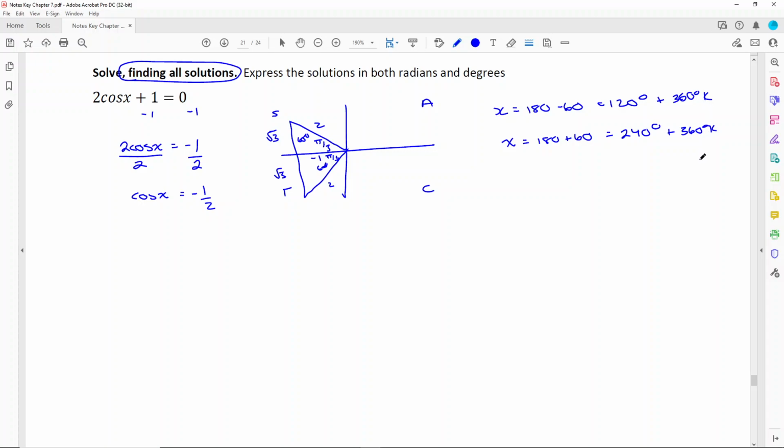Okay, my next one I'm going to do is in radians. So the first one would be pi minus pi by 3, which is 3 pi by 3 minus pi by 3, gives me an answer of 2 pi by 3. And again, that's going to happen every cycle, so 2k pi. And then it's going to be 3 pi by 3 plus pi by 3, so 4 pi by 3, and then every cycle. And that's it.